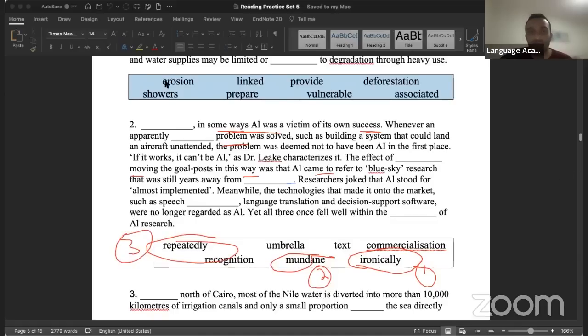Let me see how many of you put it. Text doesn't make sense. The context was a bit tough in this one. Not commercialization. Mundane means dull.